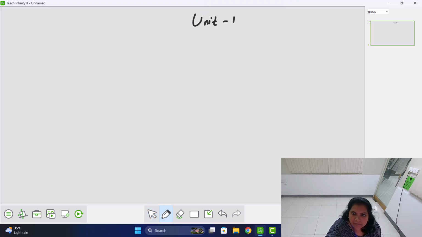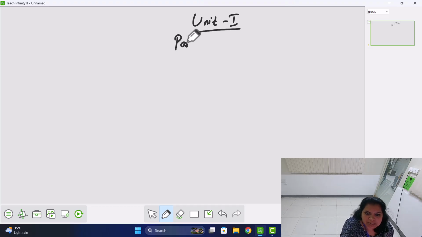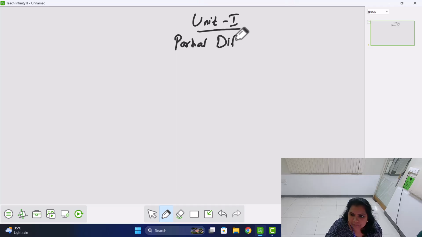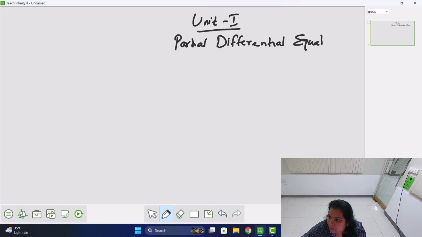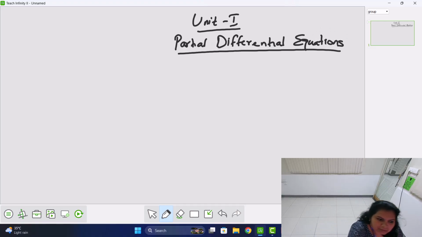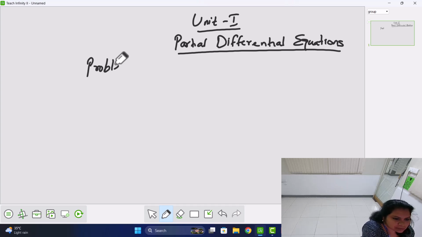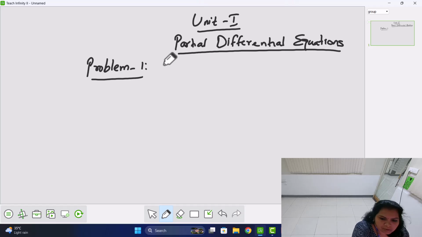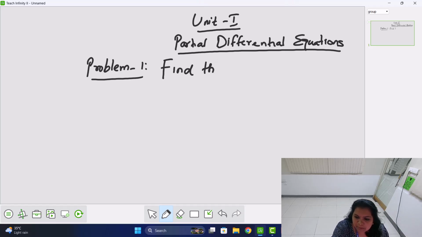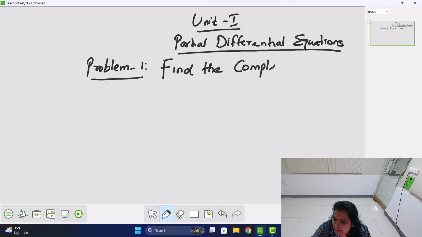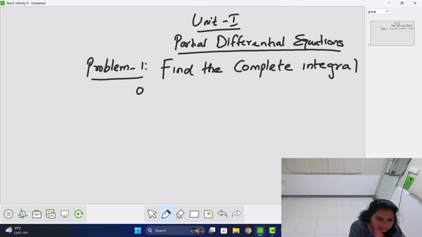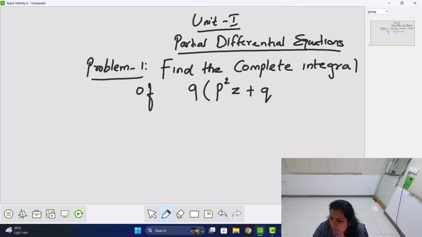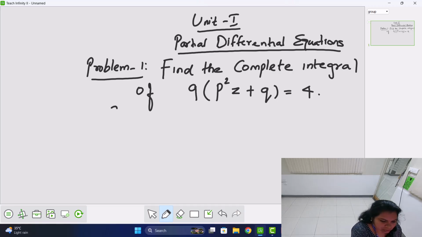Unit 1, Partial Differential Equations. Problem: find the complete integral or solution of 9p²z + q² = 4. Solution.